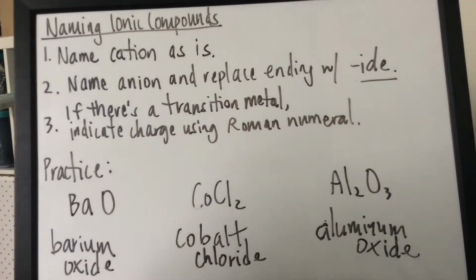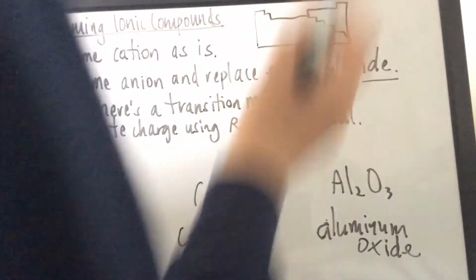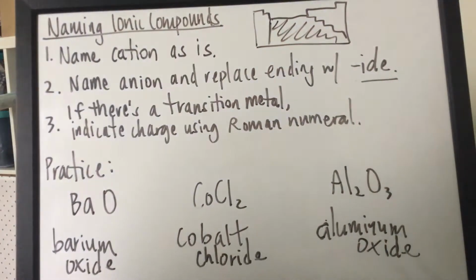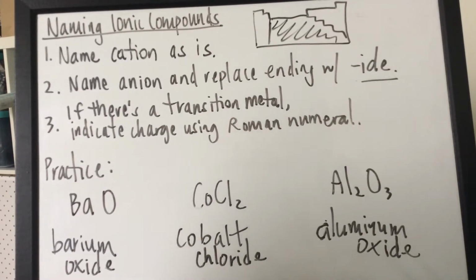Okay, so the third rule says only if there's a transition metal, we have to indicate its charge using a Roman numeral. Now, remember your transition metals? Here, I'll try to draw you the chart. Okay, and you have a line that goes wherever it goes. Your transition metals are kind of all here, pretty much. So, we're only looking for the ones that have a transition metal.